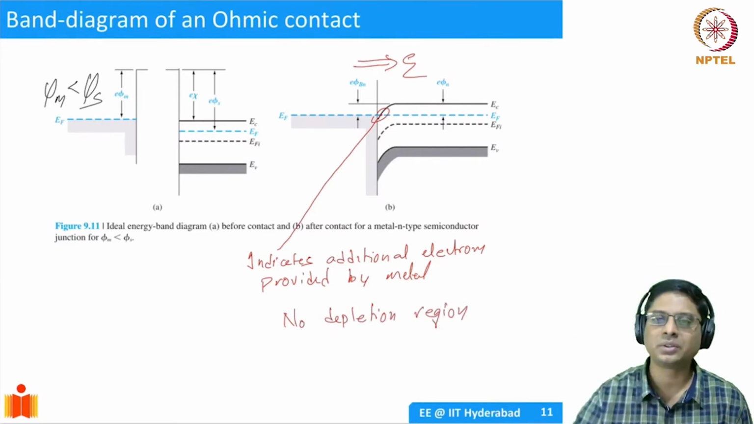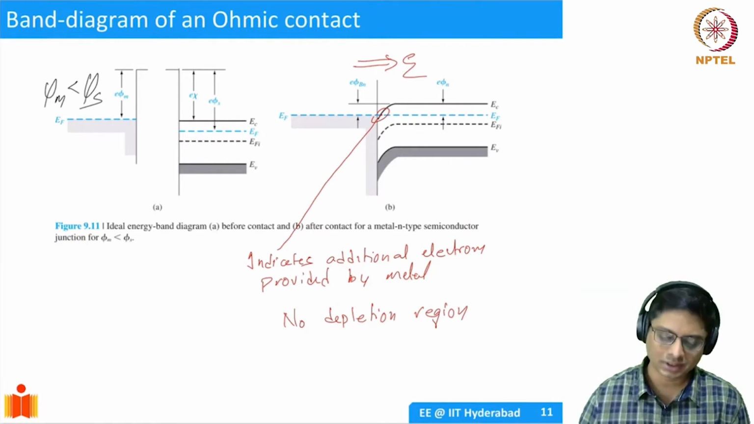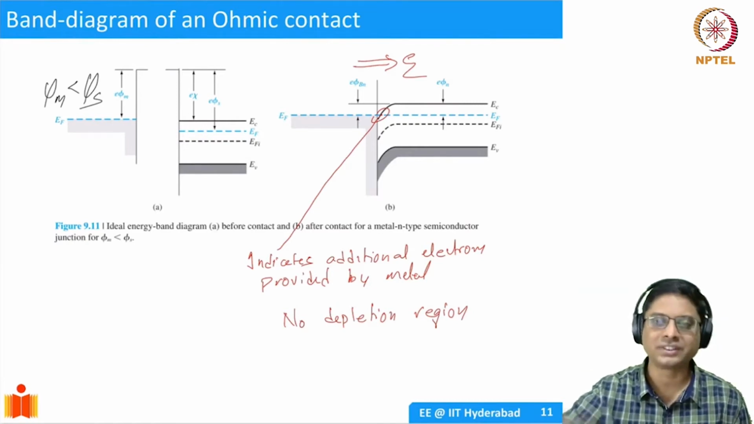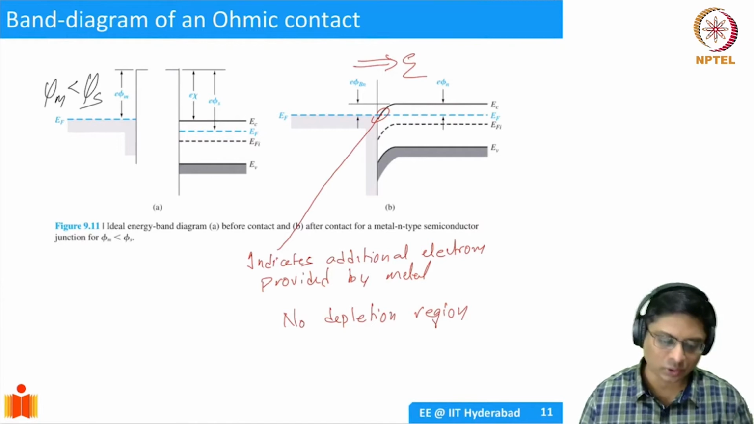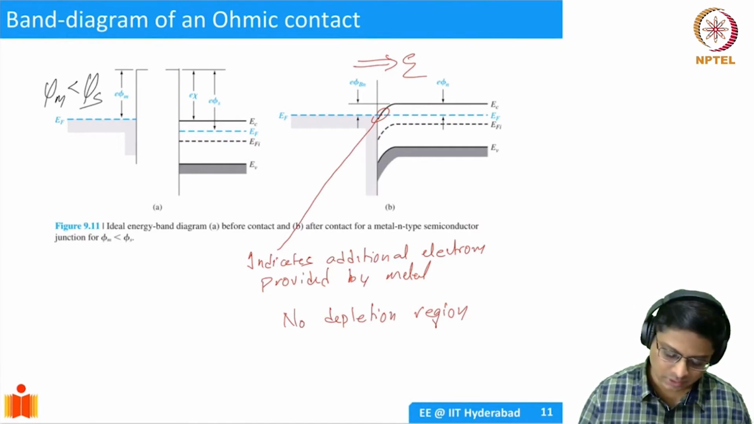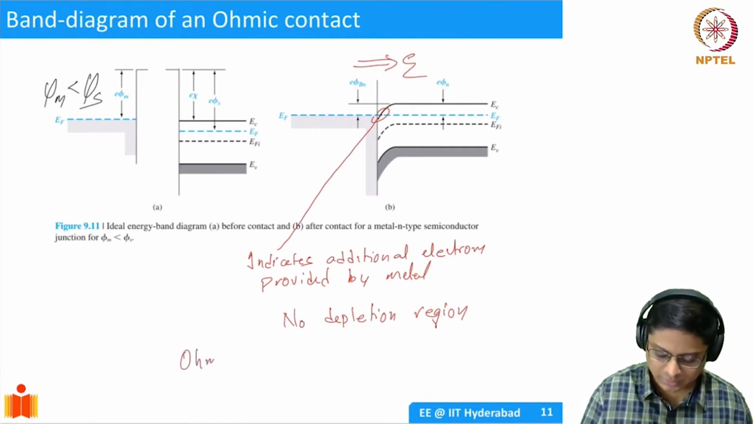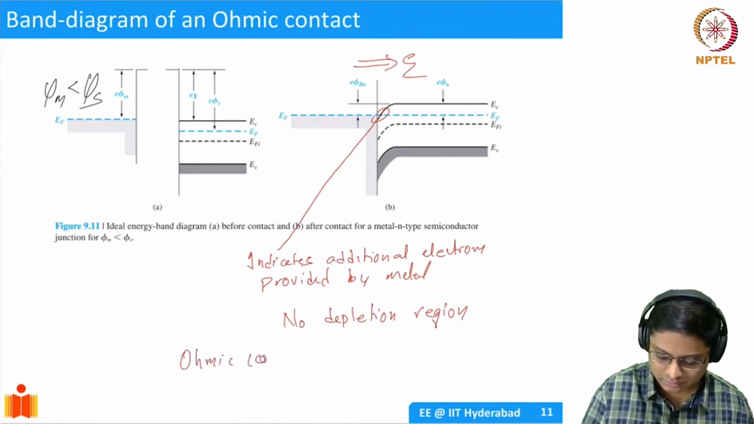You change the voltage and you will see it. If you lower the EF, still current flows. If you increase it, also current flows. So this sort of a contact between metal and semiconductor is known as an ohmic contact. So this is called ohmic contact.